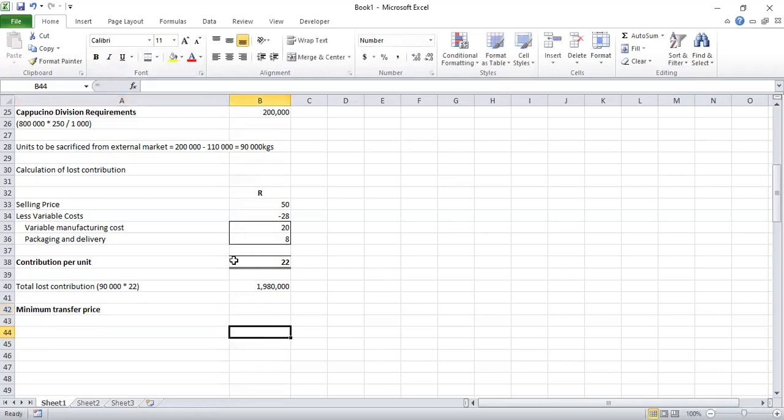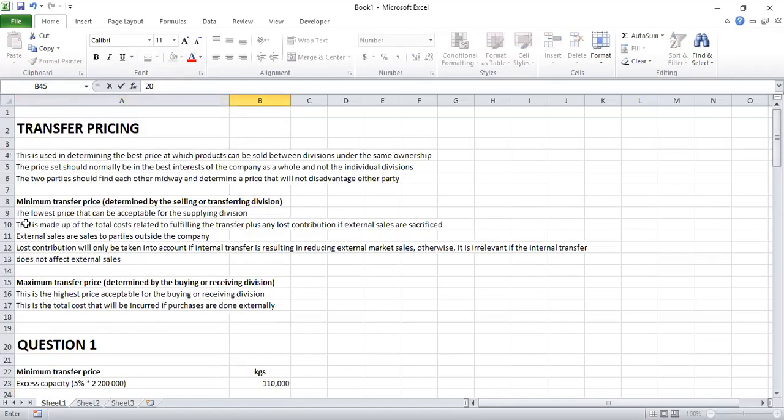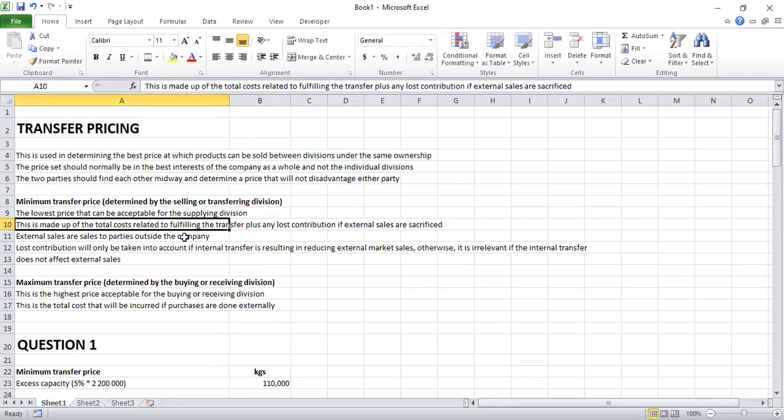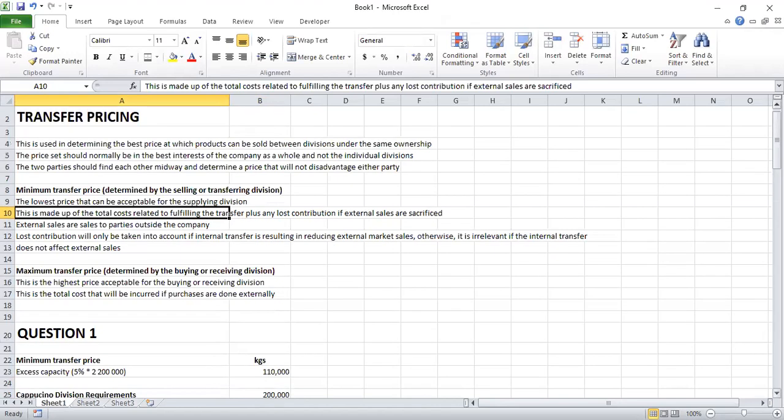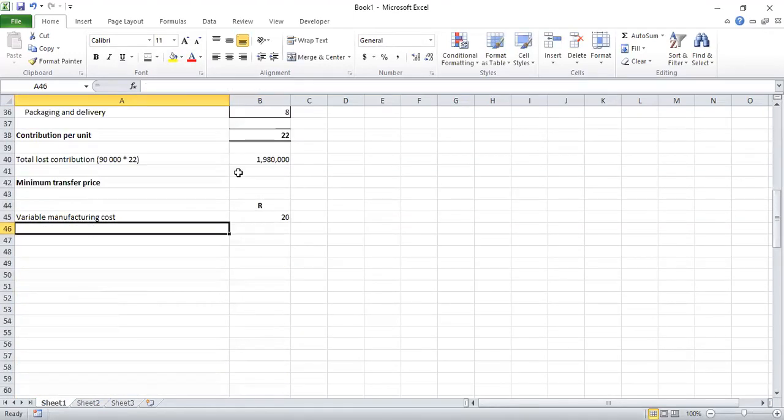Right. Then to our minimum transfer price. If you still remember, I said it's the cost that we have to incur if we have to supply to these guys. That is the variable manufacturing cost, which is 20. Remember, I said the minimum transfer price is made up of the total cost related to fulfilling the transfer plus any lost contribution if external sales are sacrificed, right? So for each unit, there's a variable manufacturing cost of 20.